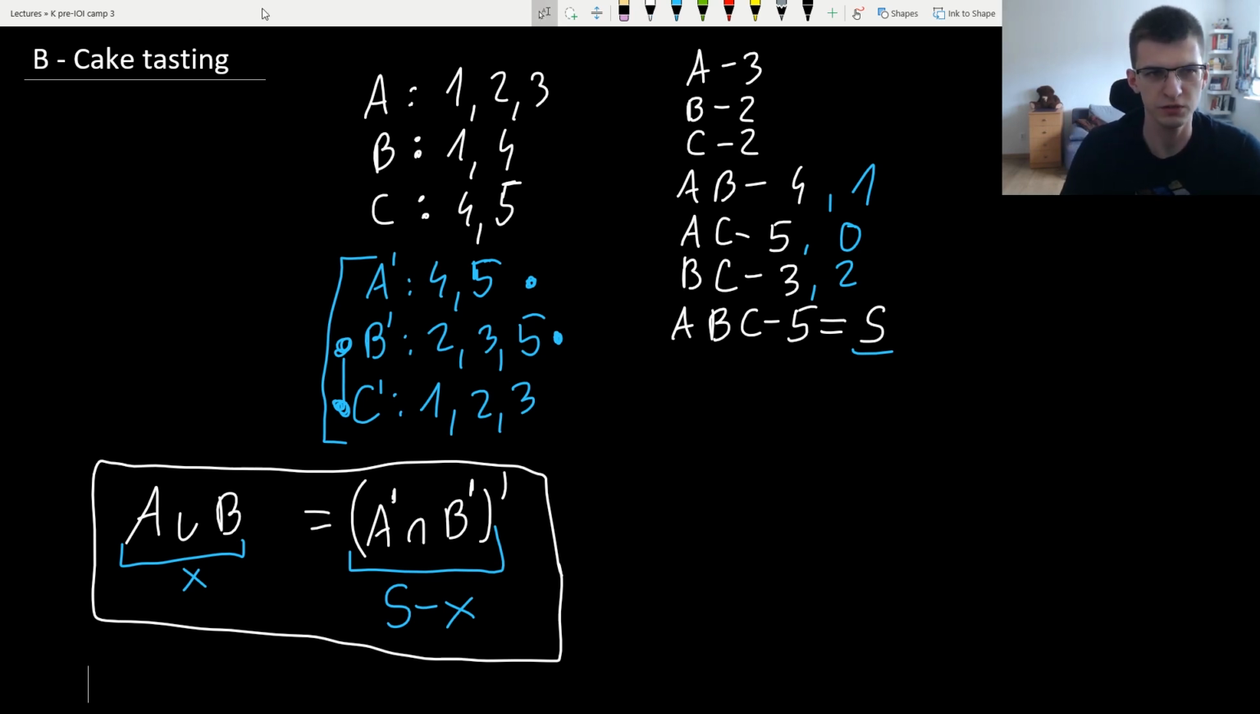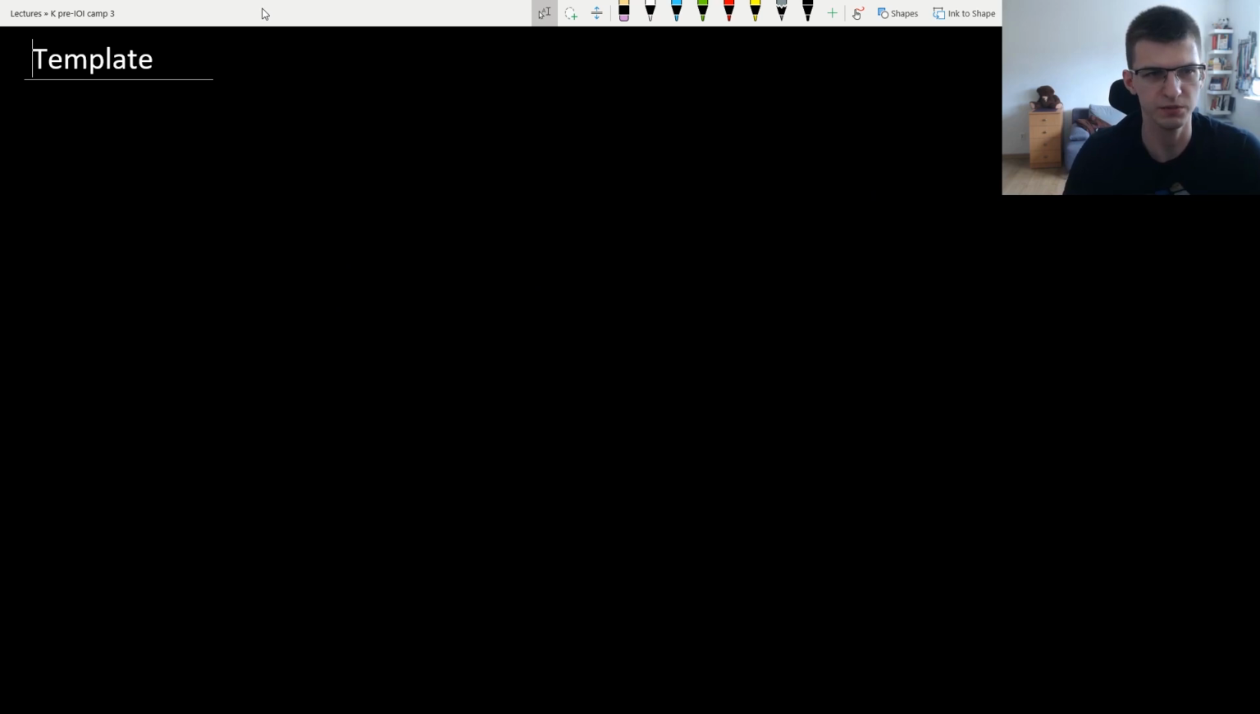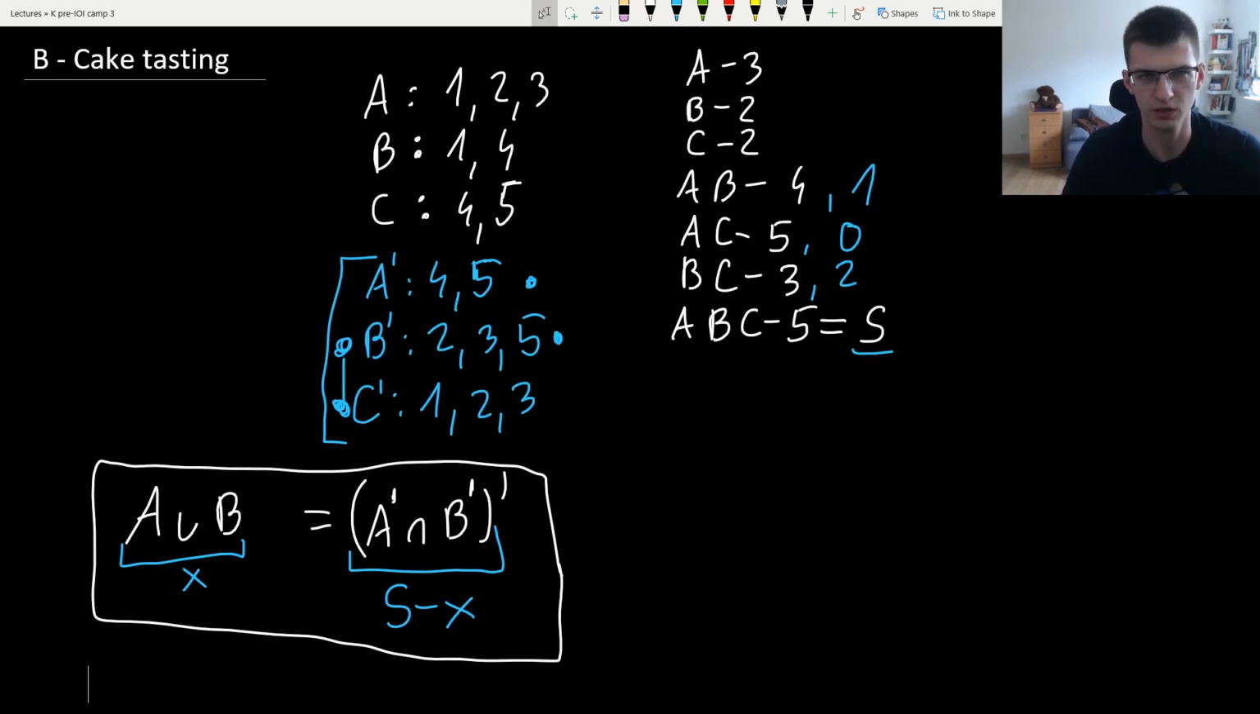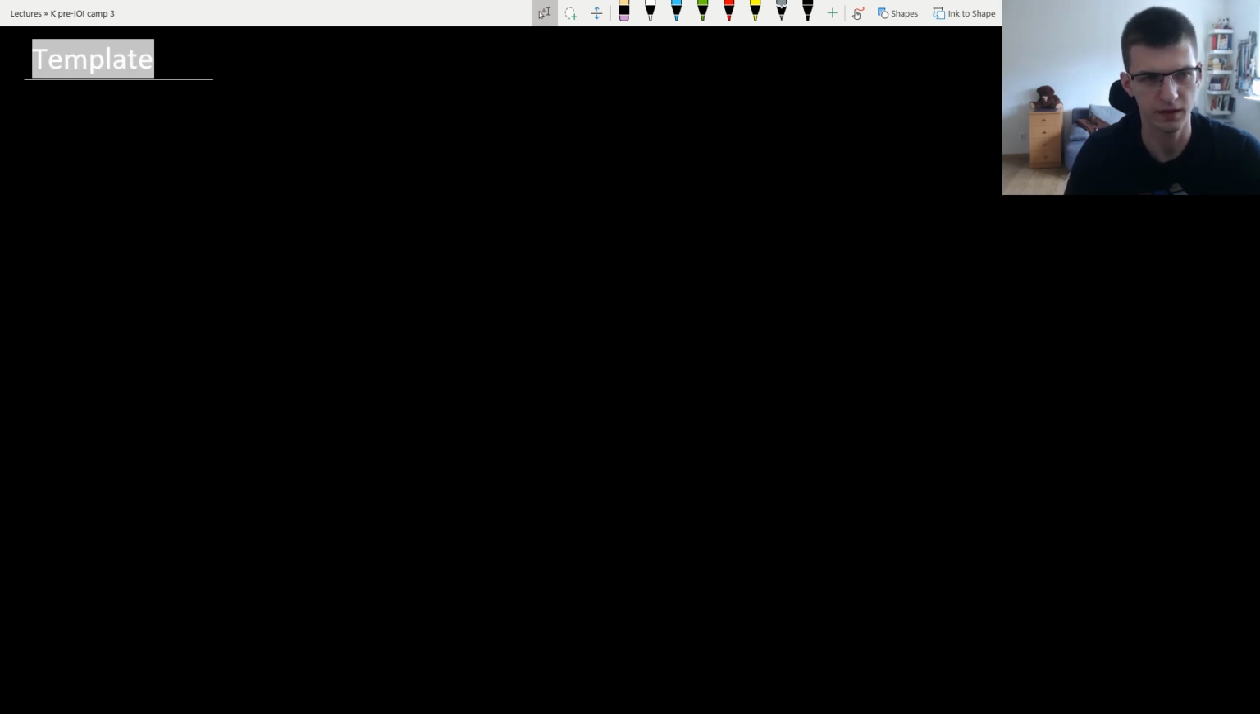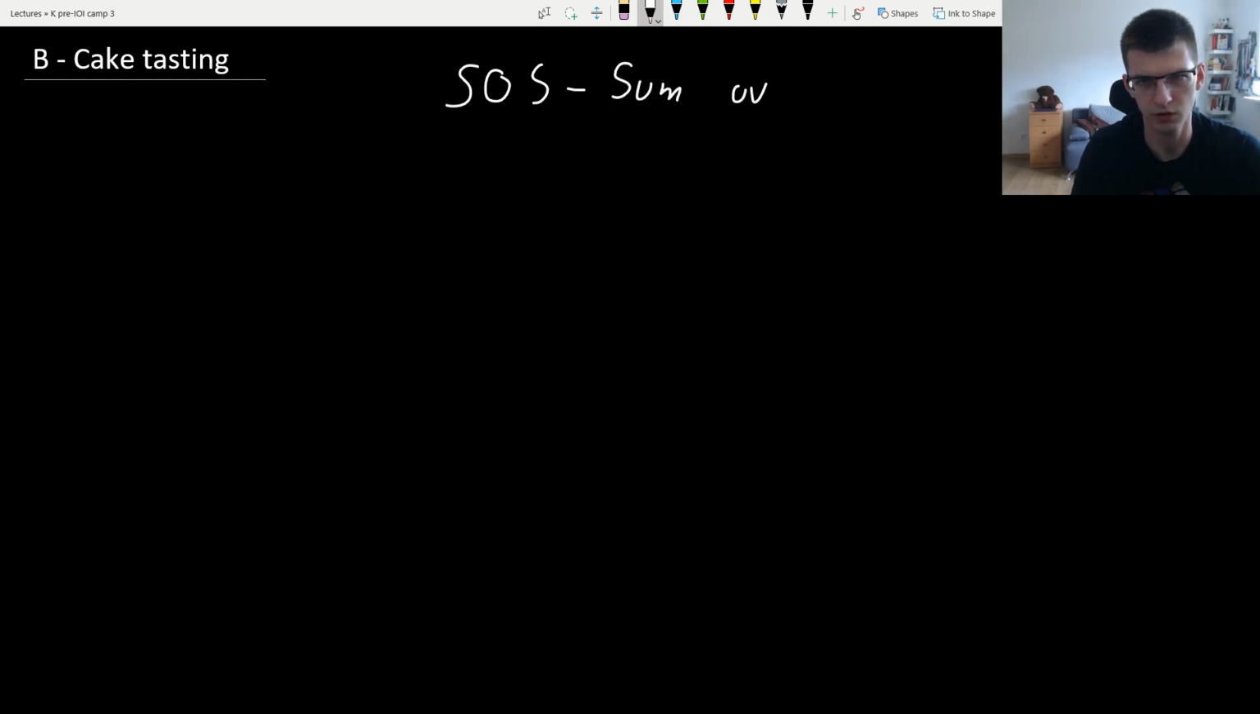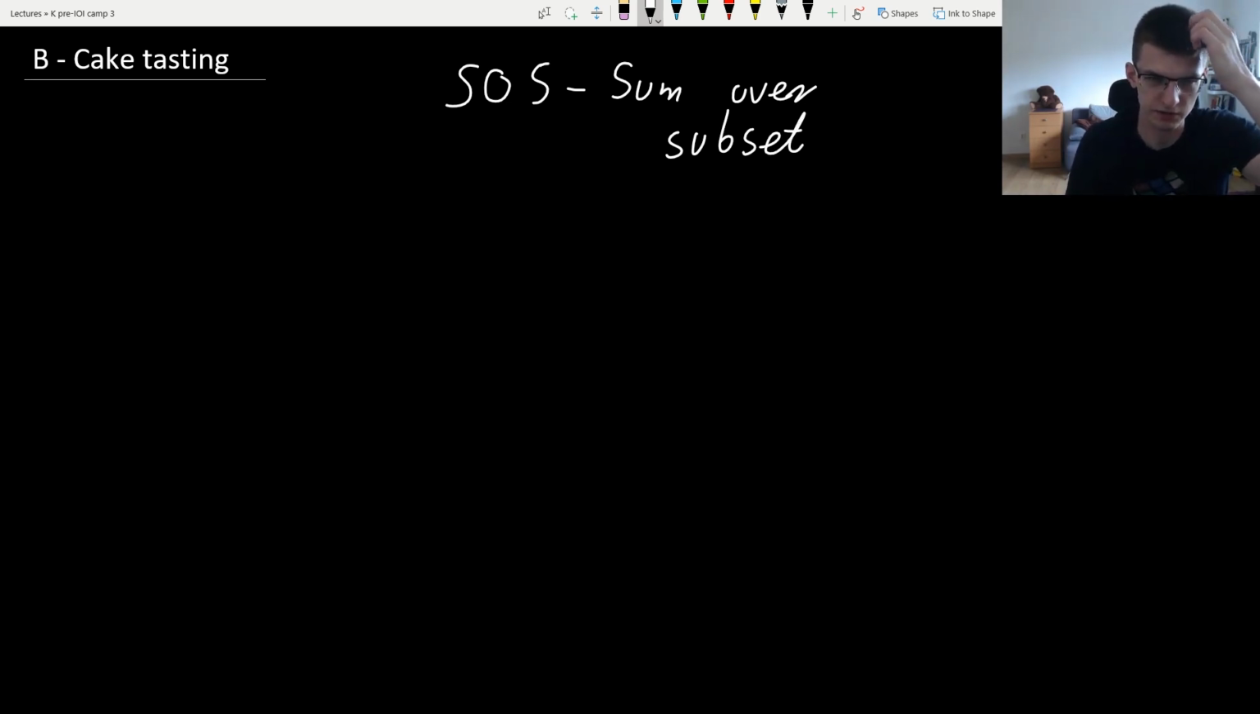What we need to do here is something similar to sum over subset, also called SOS. SOS is sum over subset. And there is a nice way to think about it, in my opinion.